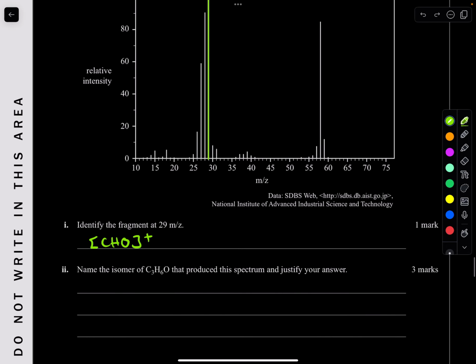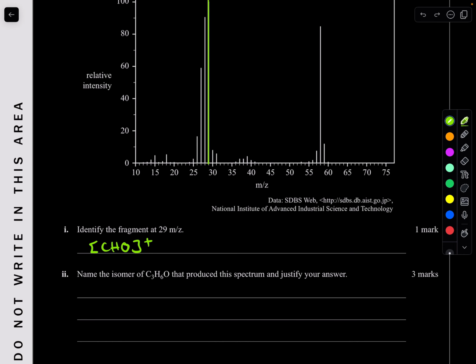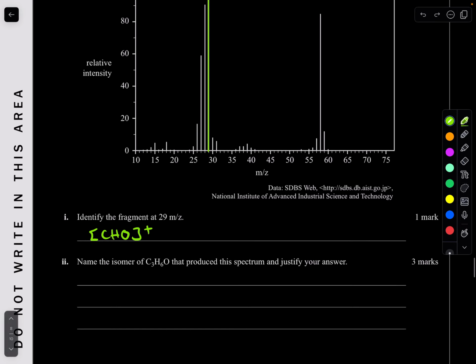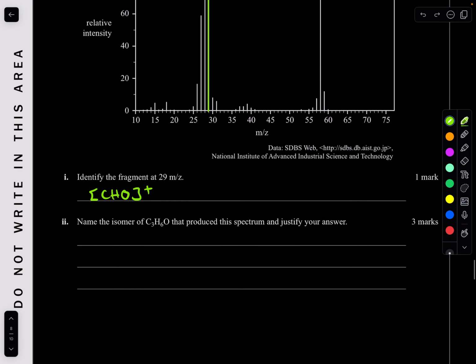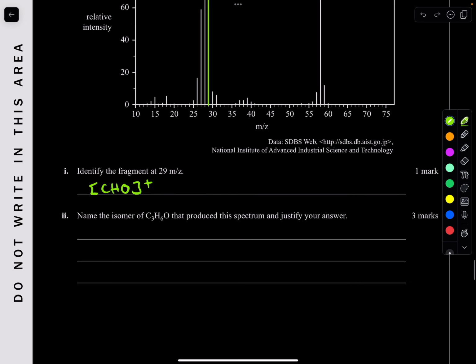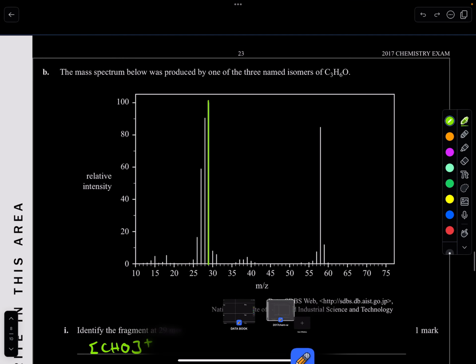Beautiful. Name the isomer of C3H6O that produced this spectrum. So one of these ones over here. The way I think you would do that is by looking at this fragment and asking which of those 3 molecules would produce this fragment the easiest. So let's have a look and see which one produces it much better. Name the isomer that produces the spectrum and justify your answer. So, let's have a look.